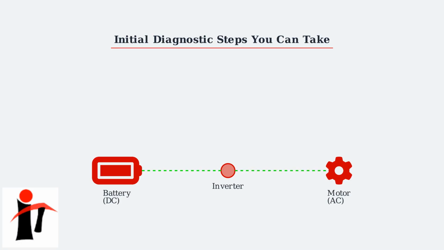Before diving into diagnostics, let's briefly understand how the inverter functions. The inverter converts direct current from the battery to alternating current for the motor, enabling vehicle propulsion. This conversion is critical for the car's operation.